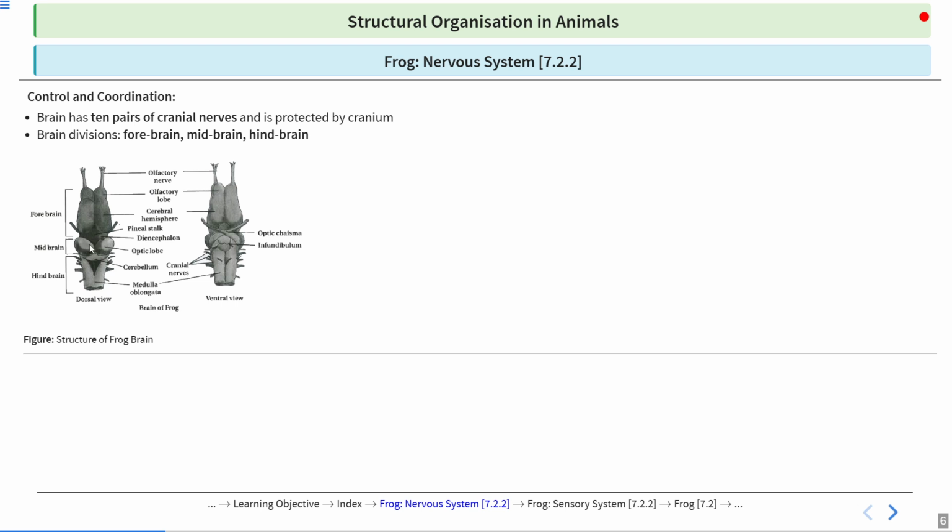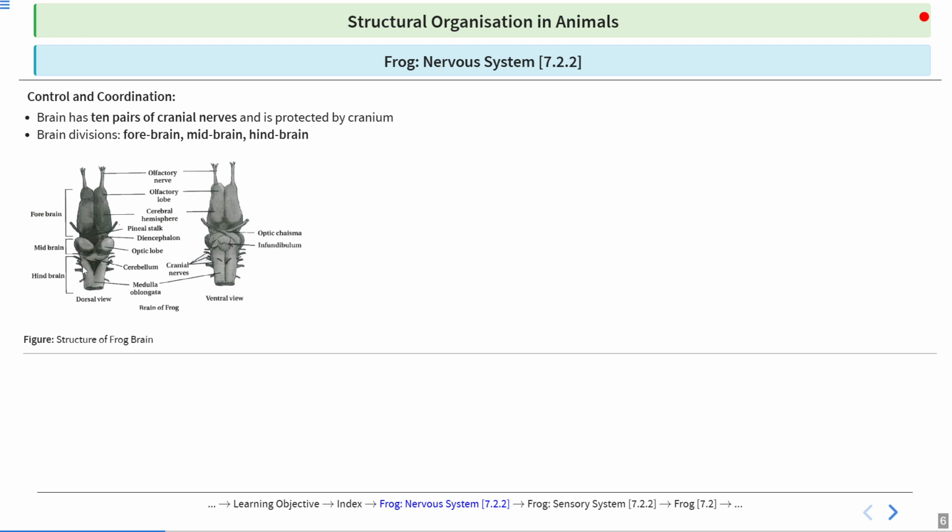Coming to the midbrain, what are those? Optic lobe. You can see this optic lobe is present in the midbrain, meaning it is related to your eyes. Eyes means the frog is able to see because of this optic lobe. Okay. In between the fore and midbrain, you can see there is a pineal stalk, the position of the pineal gland, and also the diencephalon, right?